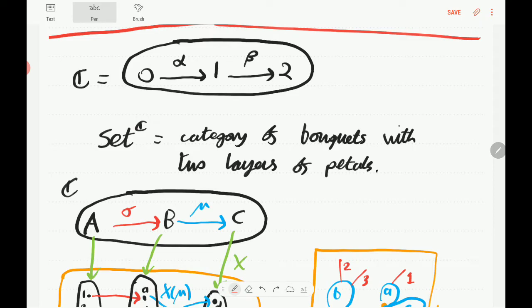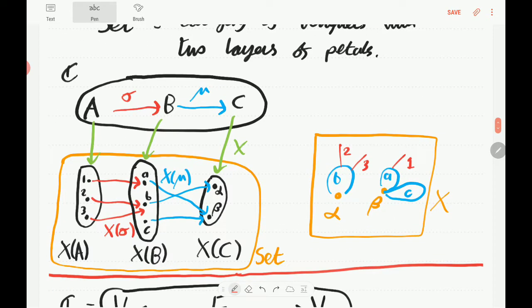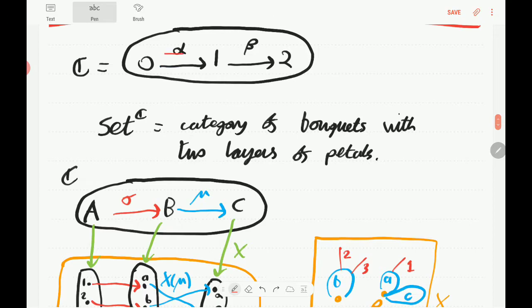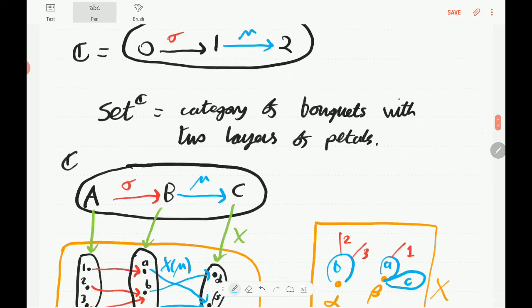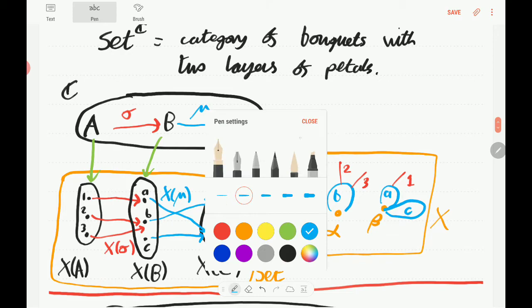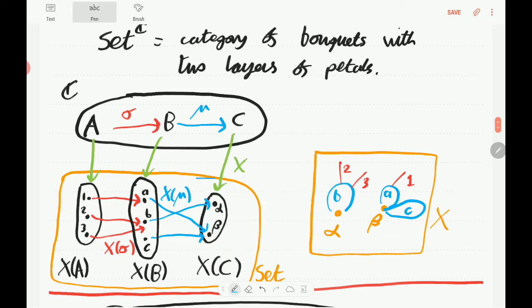Well, it's this category of bouquets with two layers of petals. So a typical kind of object of this category is sort of what's pictured here. We see A, B, and C are getting sent to sets, and this sigma and mu here, well, I was calling them alpha and beta up there. Let me call them sigma and mu. These kind of arrows, sigma and mu, obviously they get sent to functions under this functor X from C to set.